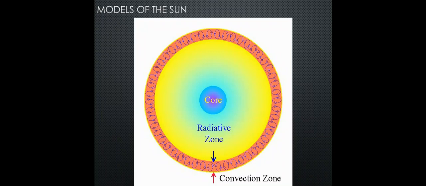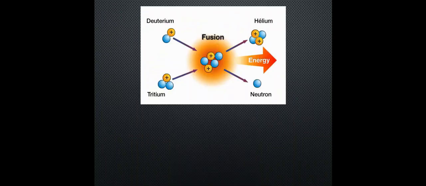Now, at the very center, it's the core. And this is where the fusion reactions are taking place. Remember, the fusion is producing helium and neutrons, but is also giving off a tremendous amount of energy. And it is this energy that we're really concerned with today. The energy is released as a gamma photon.